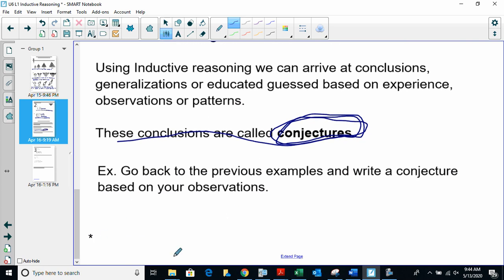And now we actually wrote the conclusion or the conjecture based on the observation. You can go back to the previous slides and see the conclusion that we just wrote.